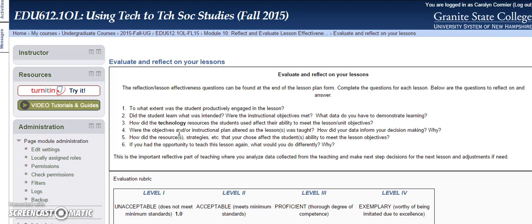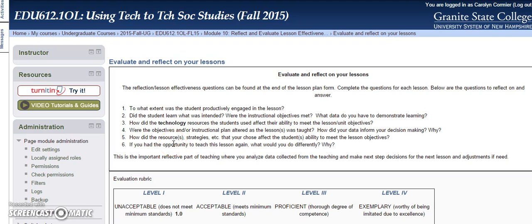Number 4 is, were the objectives and instructional plan of the lesson altered as you taught it? And it's absolutely 100% okay if it was. It's actually a sign of a great teacher who is able to adjust during the lesson based on the feedback from their students. So I'd like to know a little bit about how that went. How did you make these decisions on the fly? What data did you use, either informal or formal, to adjust your lessons and bring you through that decision-making process?